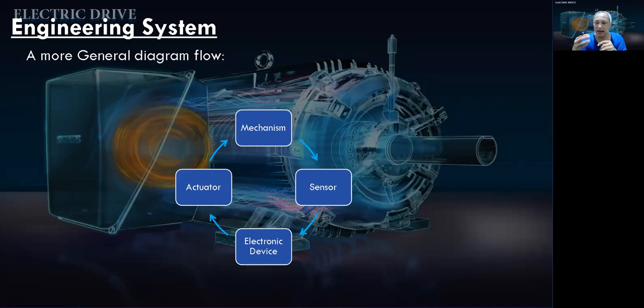Now, as soon as that mechanism operates, there should be some kind of measurement of the output, the variable being controlled. That control variable is then sensed by sensors. If we are sensing it, then of course these sensors and actuators are controlled or managed by an electronic device. I would call it the brain.